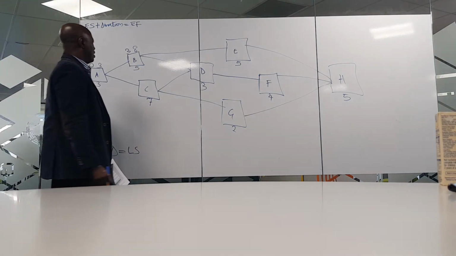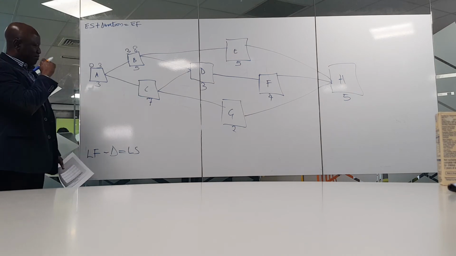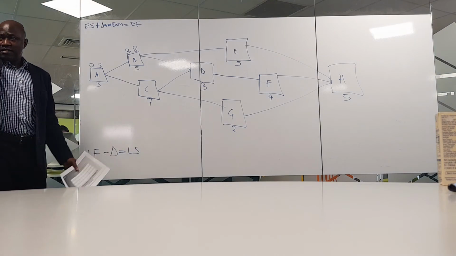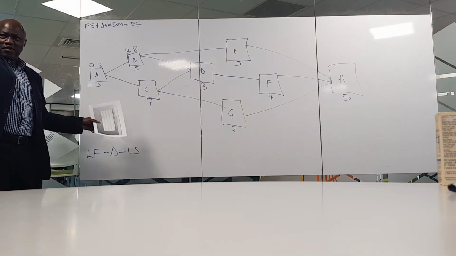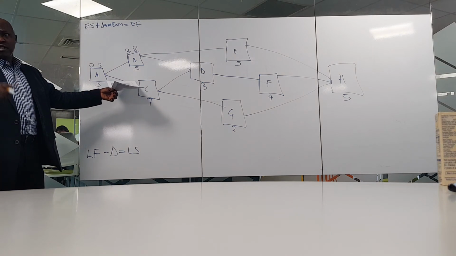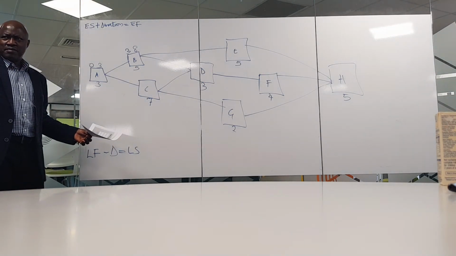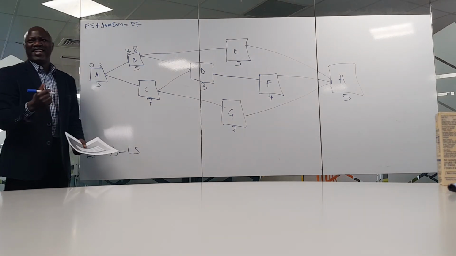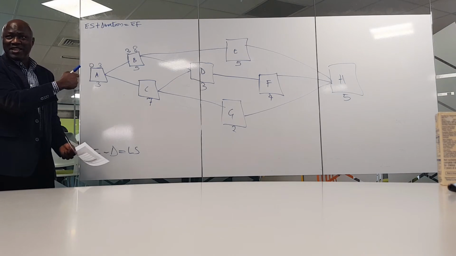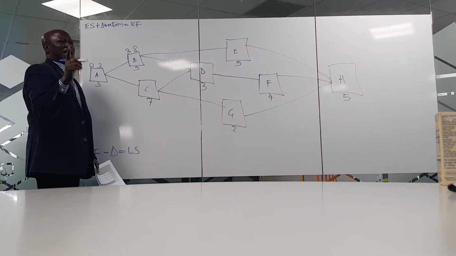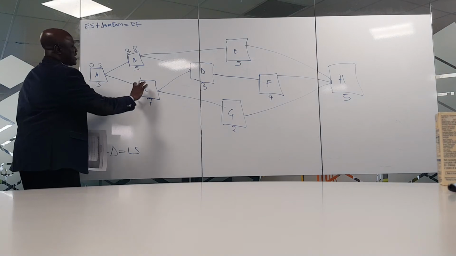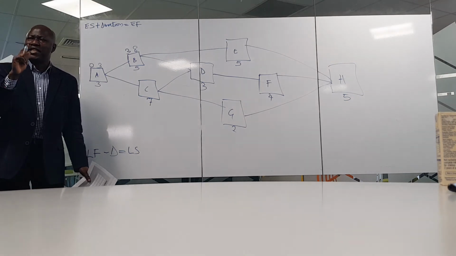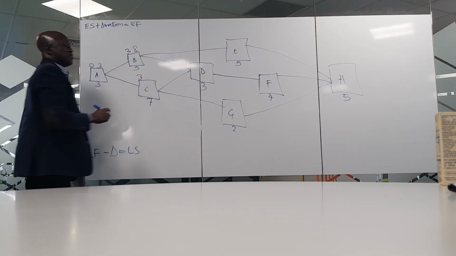I'm hungry. Then we go to C. What is the LA start time for C? 3. Why is it 3? It's 3 because C cannot start until activity A is completed. And activity A will take 3 days. So we put our 3 here.